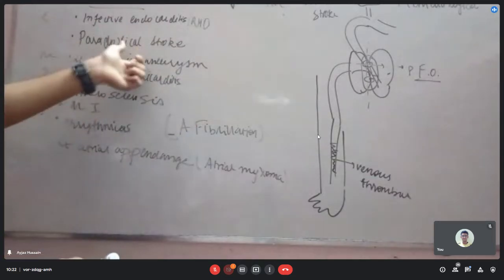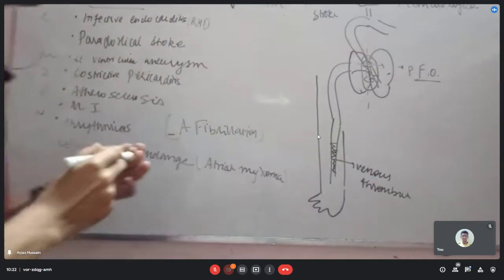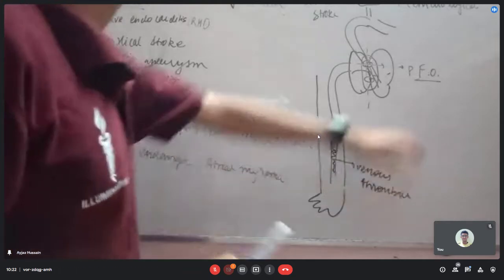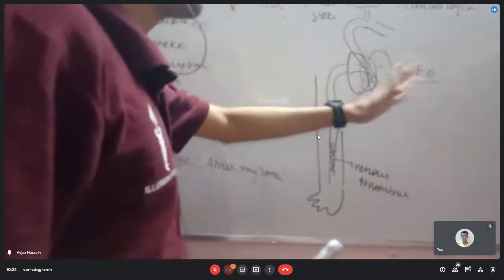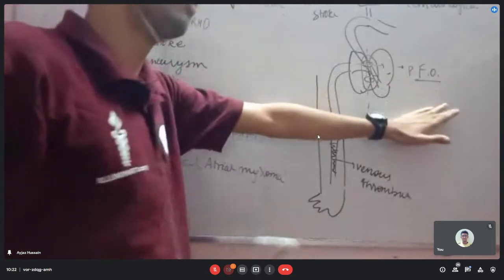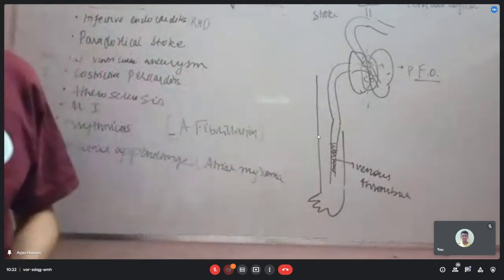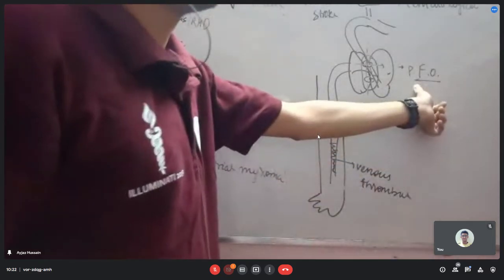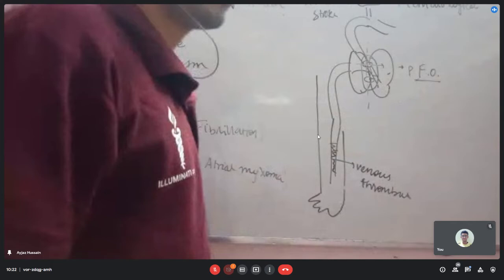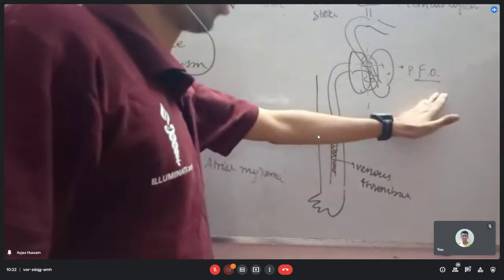Again, very favorite question of the examiners. Can there be a possibility of paradoxical stroke? Again, paradoxical stroke is because of a patent foramen ovale most commonly. It can be because of other reasons as well, but it will most commonly be because of a patent foramen ovale. And remember, in 3 to 4% of the population, we have patent foramen ovale as a normal finding. So the patient might not even be aware of it, and this may be the reason for stroke.